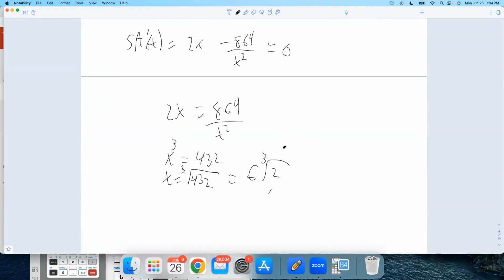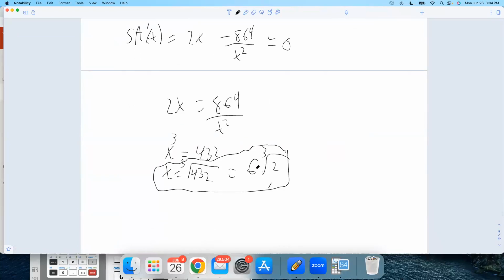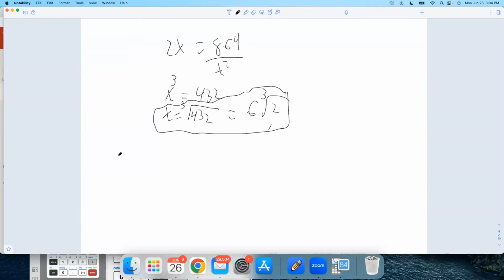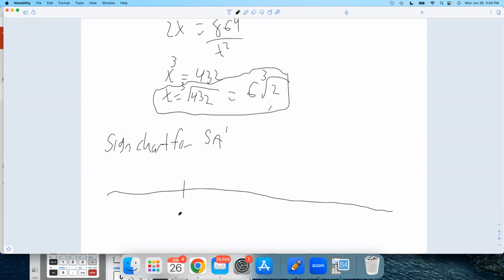Now, this is a possible minimum. That might be the maximum. We don't know. I want to minimize surface area. This might be a local maximum, might be a local minimum. We don't know. And I can't just plug in my endpoints because my endpoints don't exist. I don't have any endpoints. So we're going to have to do a sign chart and convince ourselves that that is in fact a minimum. For the derivative, we're going to put on here every place where the derivative equals 0 or does not exist. So 0, because the derivative did not exist there, and then 6 cube root of 2.